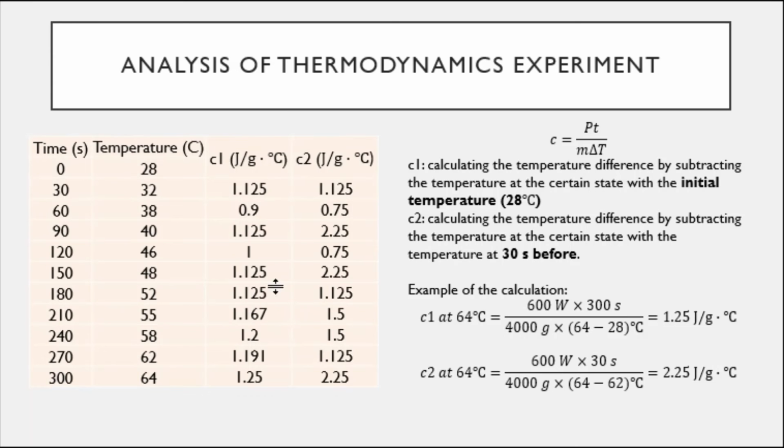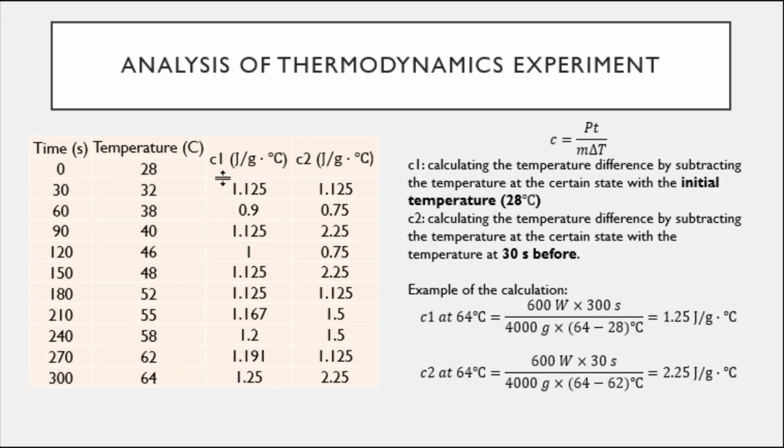And then this is the result of the thermodynamics experiment. This table shows the measurement of temperature of water for each 30 seconds and the calculated specific heat capacity of the water. Here, from the equation before, I can calculate the c by c = Pt over mΔT. And I used two methods to calculate the c.